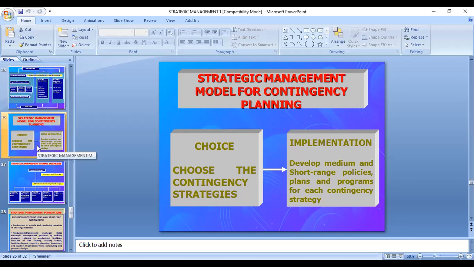Here, the policies and plans are short term, because these strategies will never work for a long time. Every organization has its short term strategies, long term strategies, medium term strategies, as well as strategies and plans for its own functioning. So here, in awkward situations, you will select the contingency strategies and implement them, and these strategies are of a short range nature. Next.